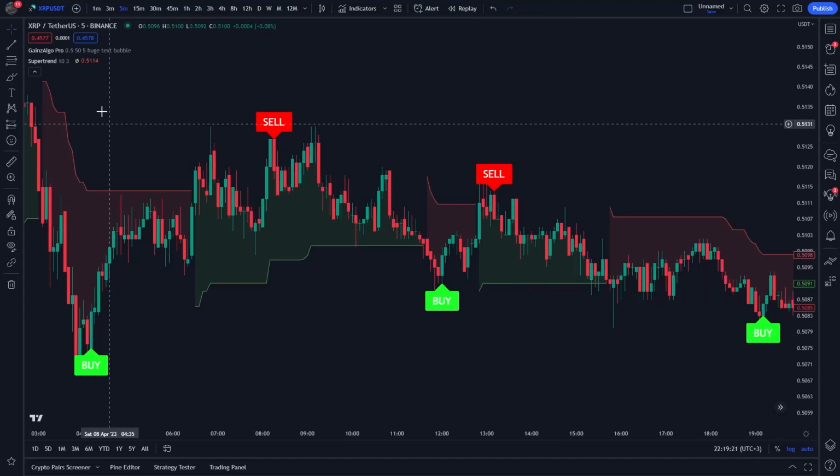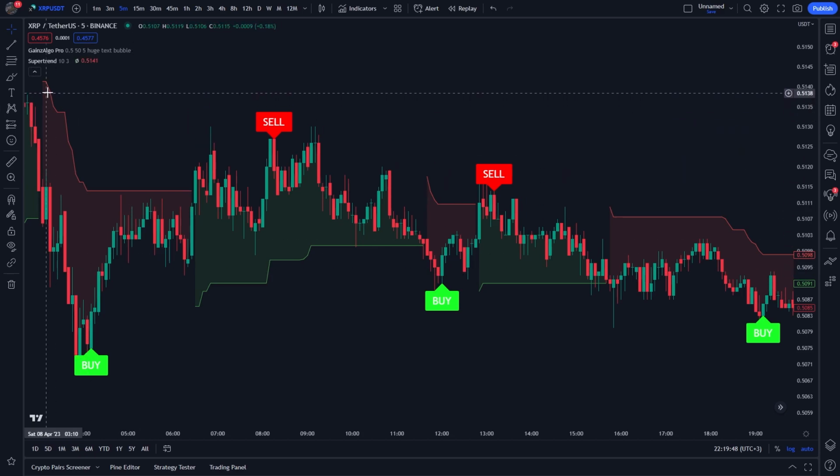Hey guys, so today we're looking at the XRP USDT 5-minute chart and we're going to be comparing GainzAlgo Pro and Super Trend. As you can see, I already have both of those indicators on my chart and the difference is clear already. But we're going to go through each of these trades that you could have done using both Super Trend and GainzAlgo Pro, and we're going to see which indicator performs better.